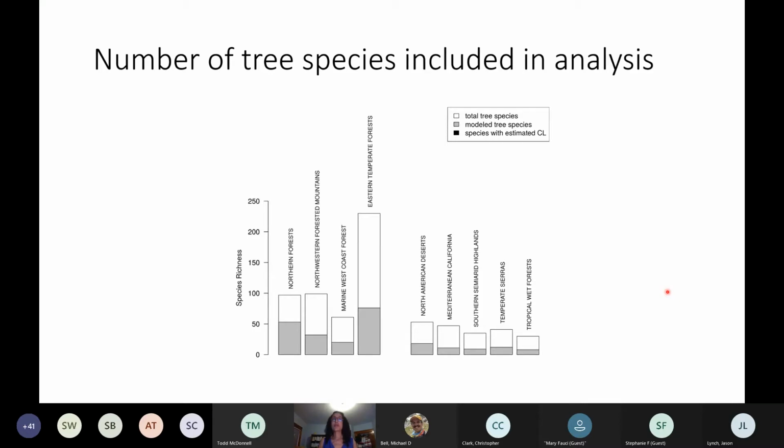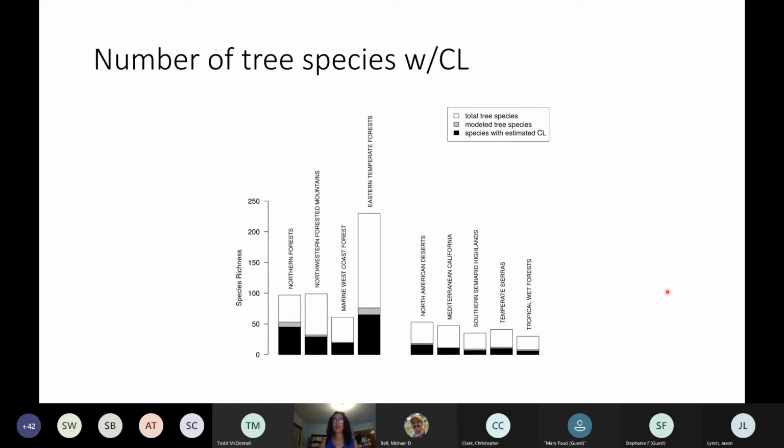So now we're showing how many species we were able to model in the analysis. There were a number of different filtering criteria, and one of them was that there had to be at least 2,000 individuals for a species to be included in the analysis, so that we were confident that we had a broad enough range and a big enough sample to see a pattern if it existed. And then now the black shows the species for which we were able to estimate the critical loads.